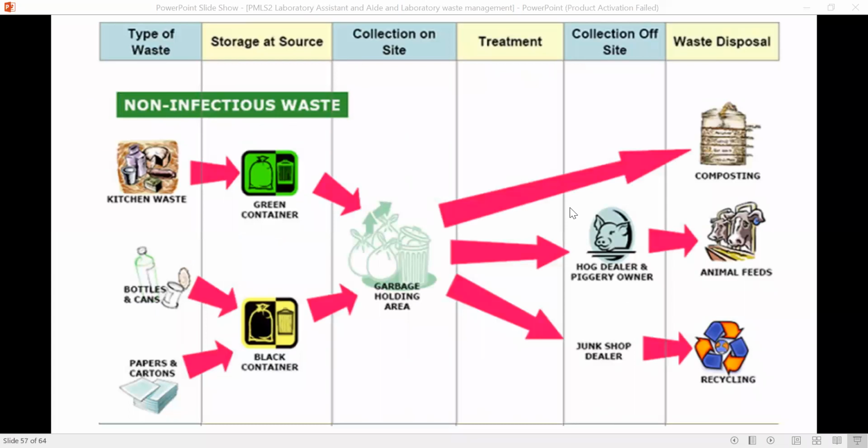Now, this is in your book, the picture. This is just a summary. Very important for us is the storage at source and the waste disposal, or if there's treatment, and then how the waste is disposed. Let's start with the non-infectious waste. As I told you earlier, it goes in green if it's biodegradable, and in black if it's non-biodegradable. Important, don't forget.